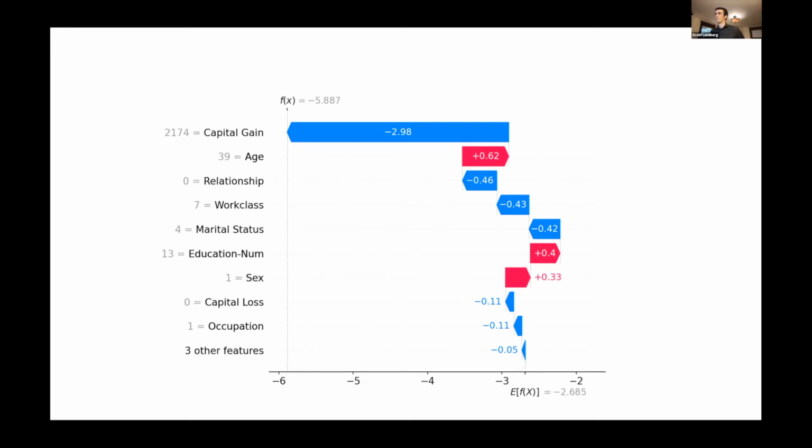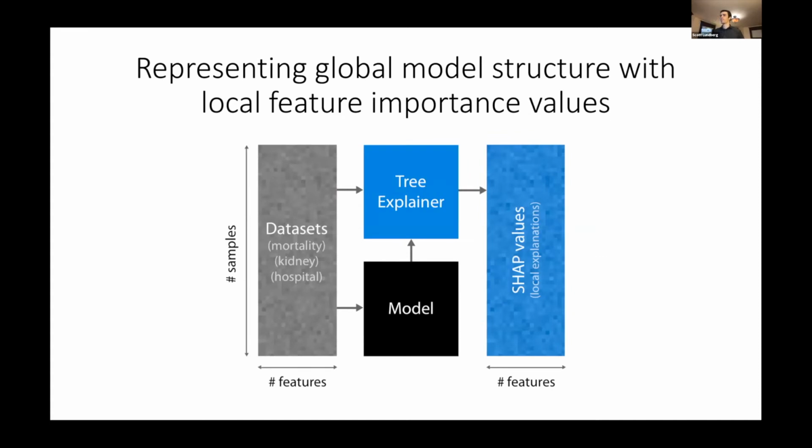Some things tend to increase, some things tend to decrease. The big thing affecting this person, of course, is their capital gain. But the issue here is that if you add all of these effects together, you get exactly the output of the model for this person, which is negative 5.8. This is from a GBM model.